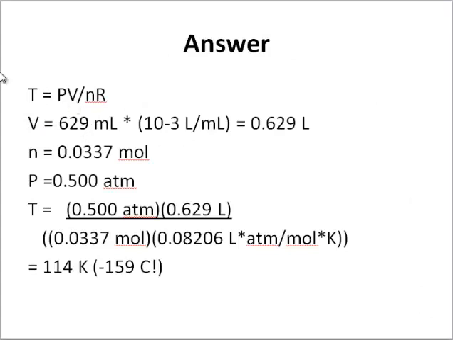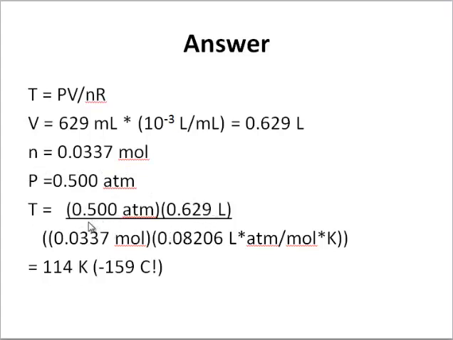This is just solving for temperature. T is PV over nR. Volume is given in milliliters. It has to be converted to liters, so we do that first. The volume's 0.629 liters. Units for pressure are okay.